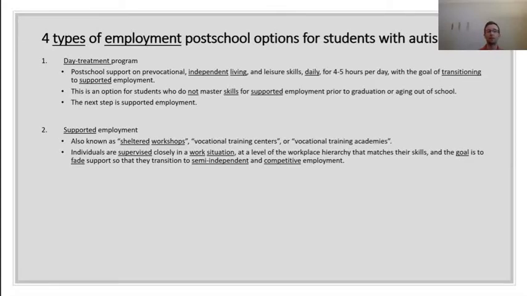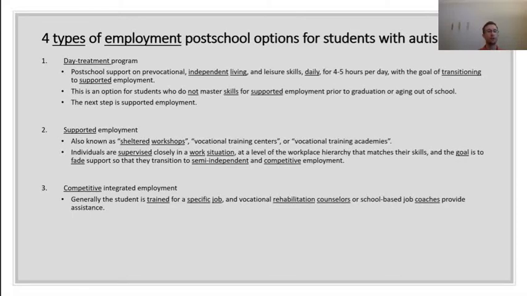So in the day treatment program setting, the goal is to transition to supported employment, to acquire those skills where they'll be successful in supported employment. The goal in supported employment is to sufficiently reduce the amount of support the student needs to be successful in a transition to semi-independent and competitive employment.